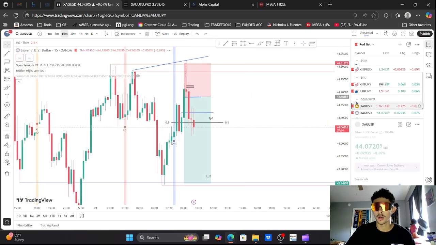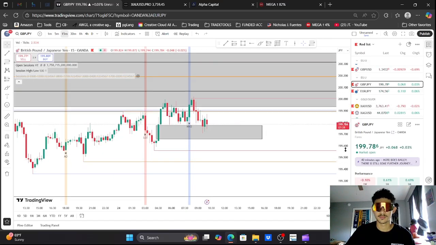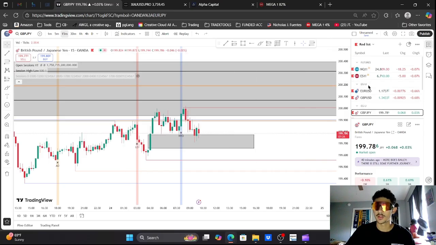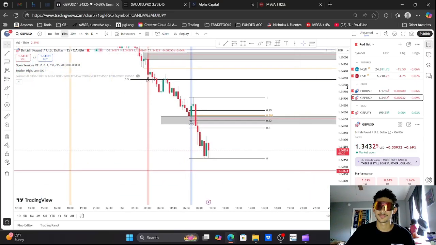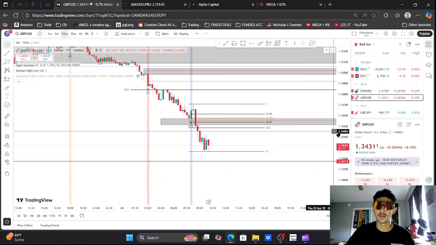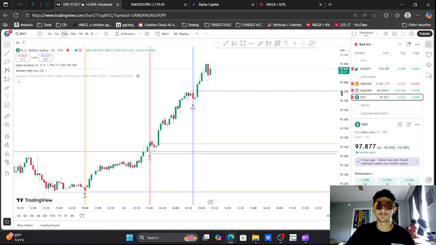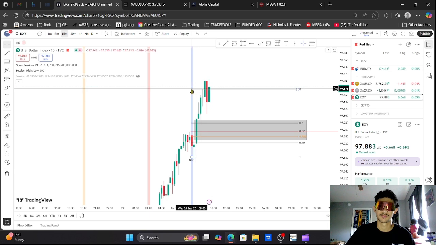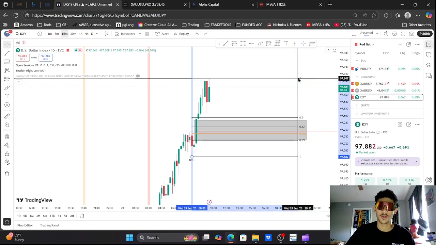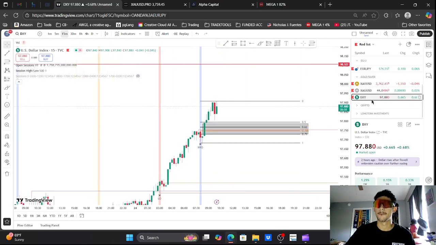So far cooking on our silver and gold position. Consolidating on GJ, EU, GU. Maybe making a retracement back into this point. Still pretty early. It's only 10 a.m.